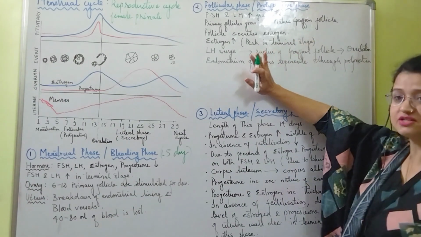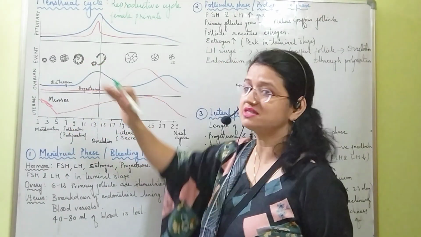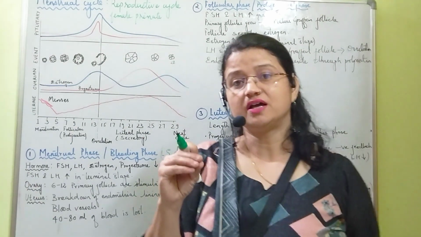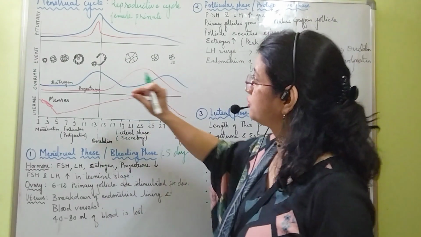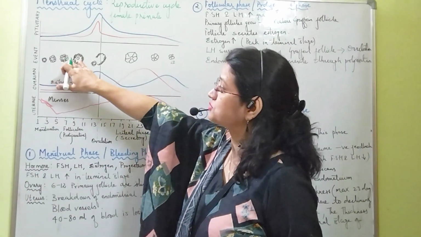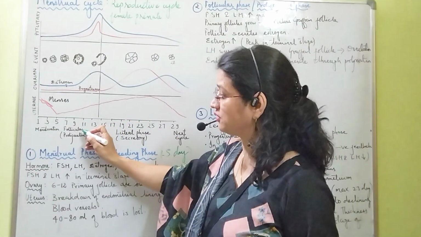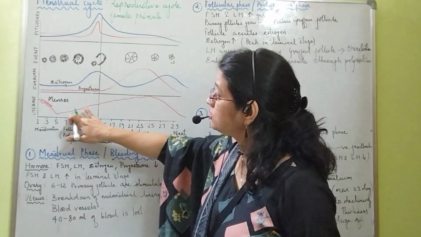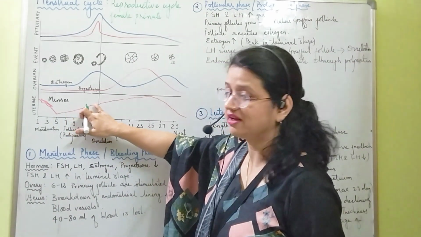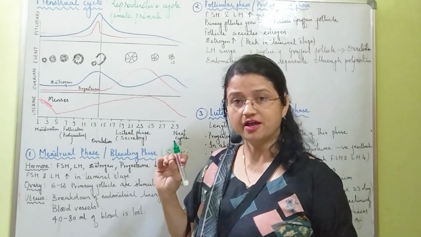Now come to the next phase. The second phase is the follicular phase. The name is given because during this phase, there is development of the follicle. The follicle will grow from primary follicle to secondary, then tertiary. So that phase is known as the follicular phase, or it is also known as the proliferative phase, because now the endometrial lining will start thickening.